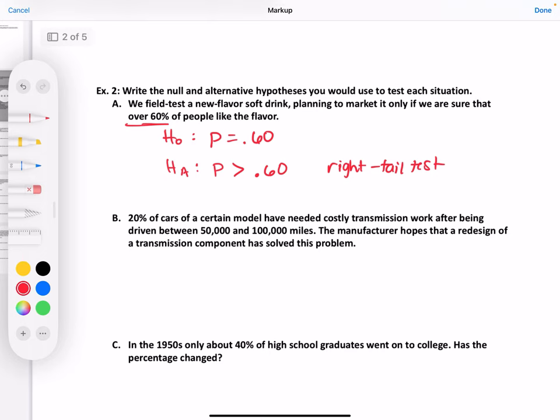20% of cars of a certain model have needed costly transmission work after being driven between 50,000 and 100,000 miles. The manufacturer hopes that a redesign of a transmission component has solved this problem. So the null would be what? And then the alternate would be what? Yep, because a redesign of the transmission component has solved this problem, which would imply that it's less than 20%.